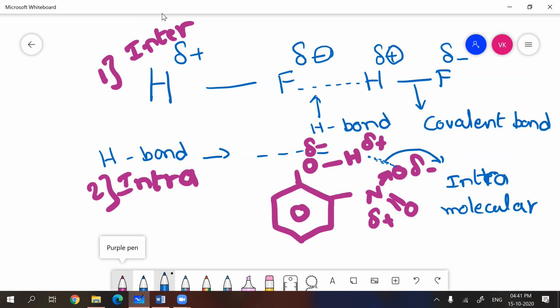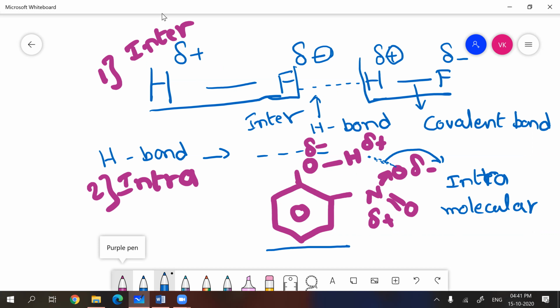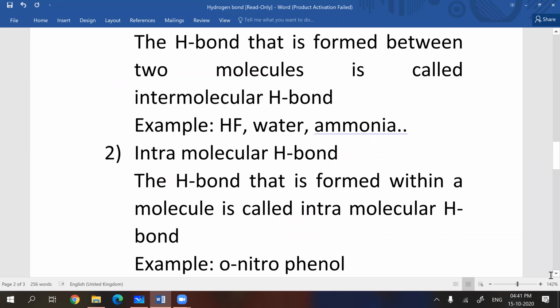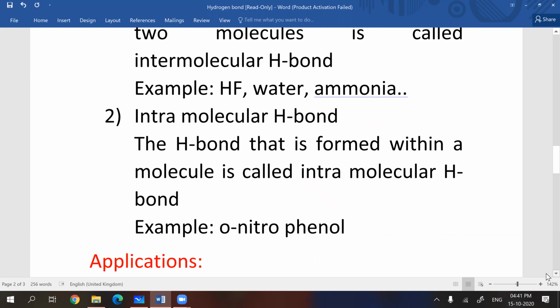And what type of bond is this? This is intermolecular. You can see this is one molecule and this is another molecule. Between two molecules, you can see a hydrogen bond. That's said to be intermolecular. Here it is a single molecule. Within a molecule, there is also a possibility of having hydrogen bonds. So those are the types of hydrogen bonds: intermolecular and intramolecular.